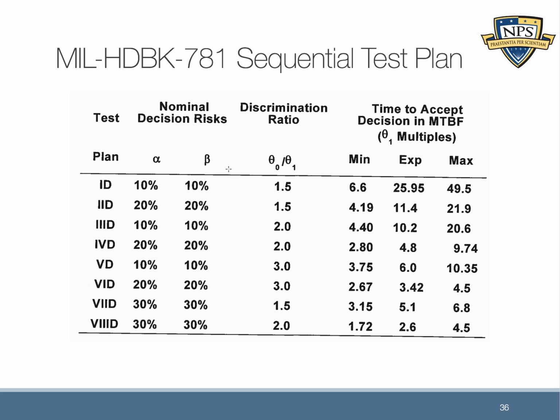It's important to note the far right 3 columns are in multiples of theta 1. So as an example, if theta 1 is 100 hours, right? So your lower MTBF is 100 hours. It's important to know that your maximum time is 100 times 49.5, which is 4,950 hours. So it can be quite a long time, but again, that's also without anything being accelerated.